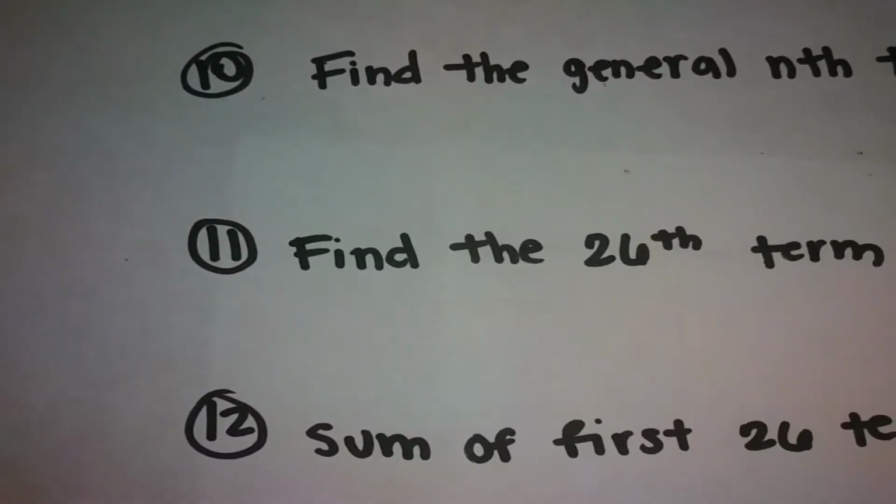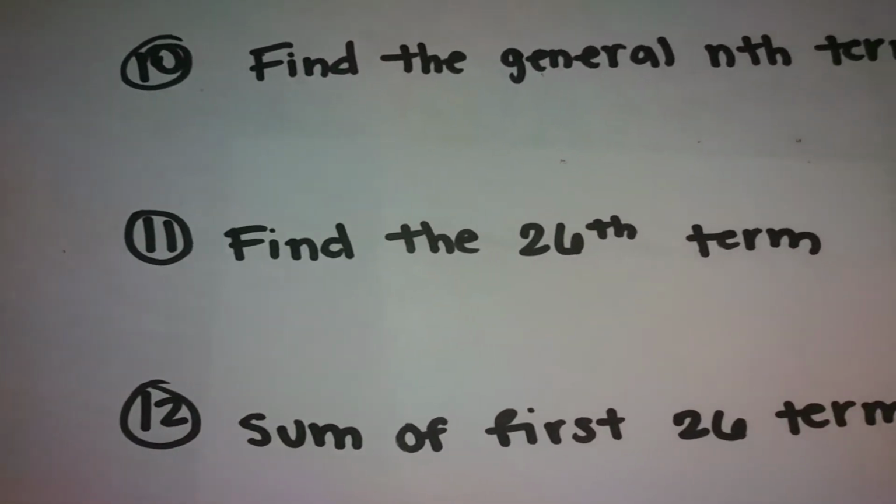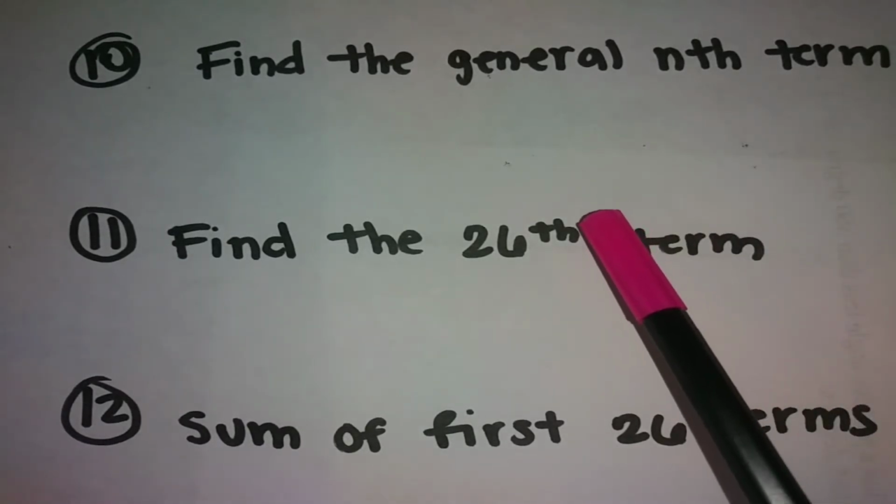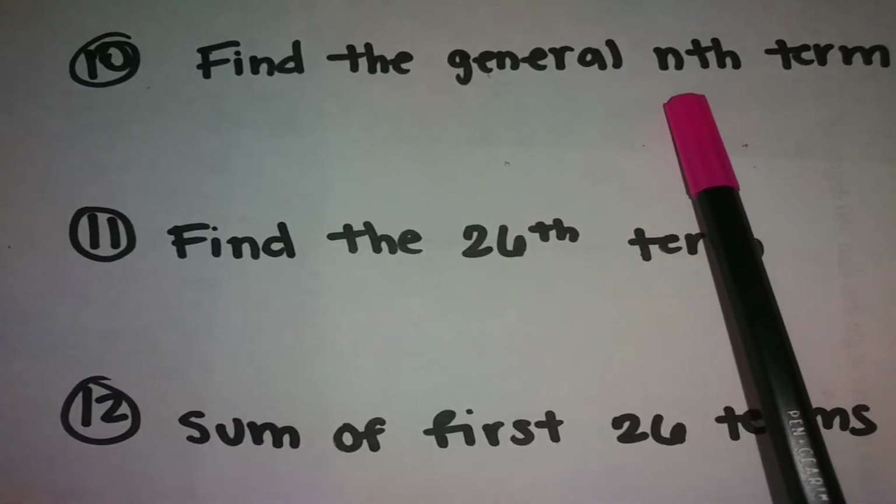Okay, so if you're seeing this video, you are making great headway. So we're on number 10, 11, and 12. We're going to do those all together because they have to do with each other. So in order to find 11, you have to get number 10 right.